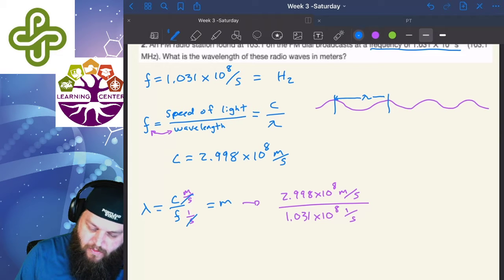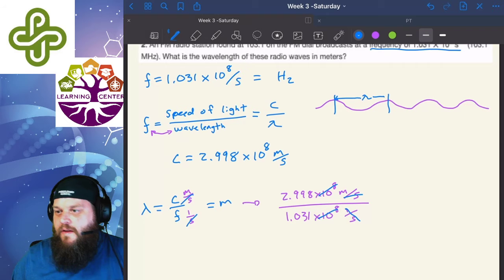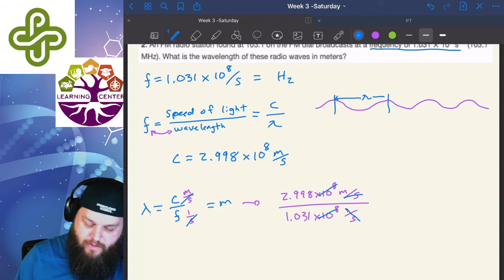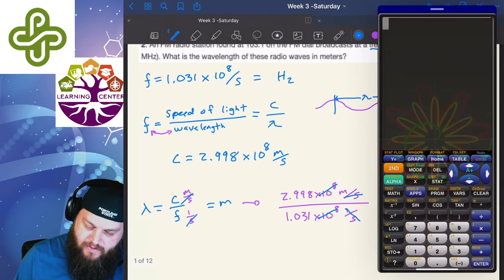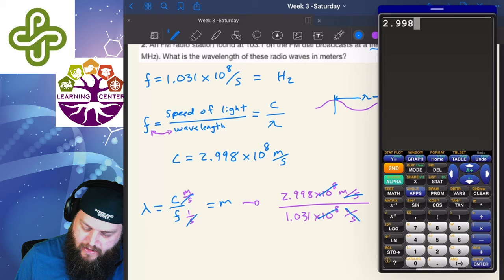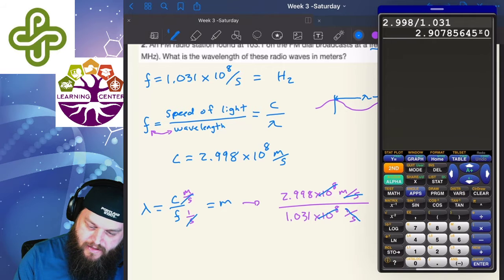So again, unit-wise, the per seconds and the per seconds cancel out. Even the 10 to the 8th power, those cancel out because they're the same value there. And then we're left basically with this 2.998 divided by 1.031, and the answer to that will be in meters. So let's go ahead and do that. 2.998 divided by 1.031, and that's going to be equal to 2.908.